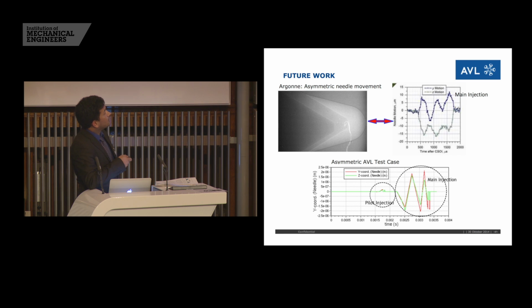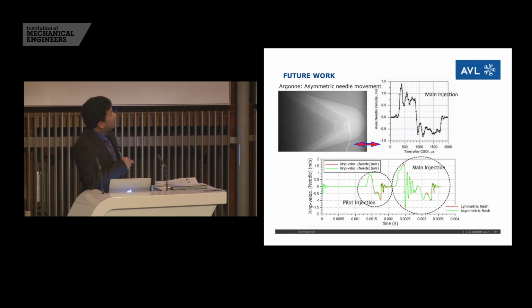We can see this is one of the images from the Argonne National Laboratory. Even though the setup is different, here there is only one nozzle hole, but still the pattern of the injection event is similar to our main injection. Also, the velocity is within the range of the experiments here, and the pattern is also similar.